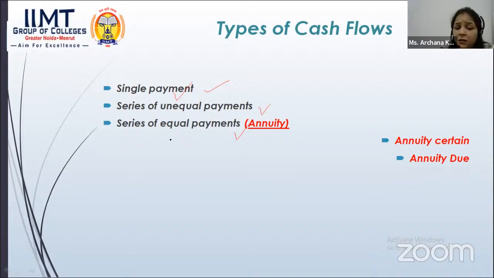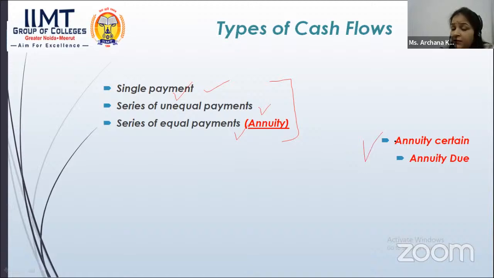And the third condition is you are making uniform payments all the years. For example, 10,000, 10,000, 10,000, and so on till your period of investment. So this is the case of annuity. So in finance, we have only three possibilities of cash flows: single payment, unequal payments, and equal payments. The other name for equal payment is annuity, and this annuity could be annuity certain or annuity due.